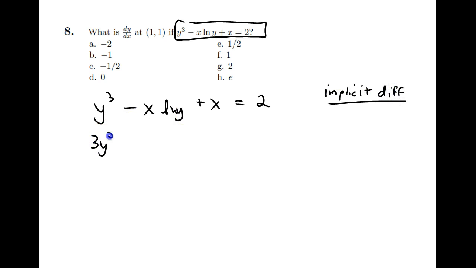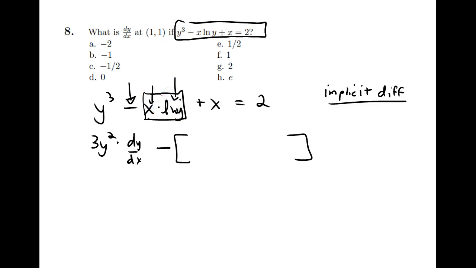So 3y squared dy/dx, or y prime if you want. This term here is the one you focus your attention on. It's the one that has both x and y in it. You have to do a product rule for that. This minus complicates things. I recommend just leaving the minus there and dealing with the product rule as if they were positive x and log y. If this guy's your first function and this guy's your second function, you take the derivative of the first times the second plus the first.